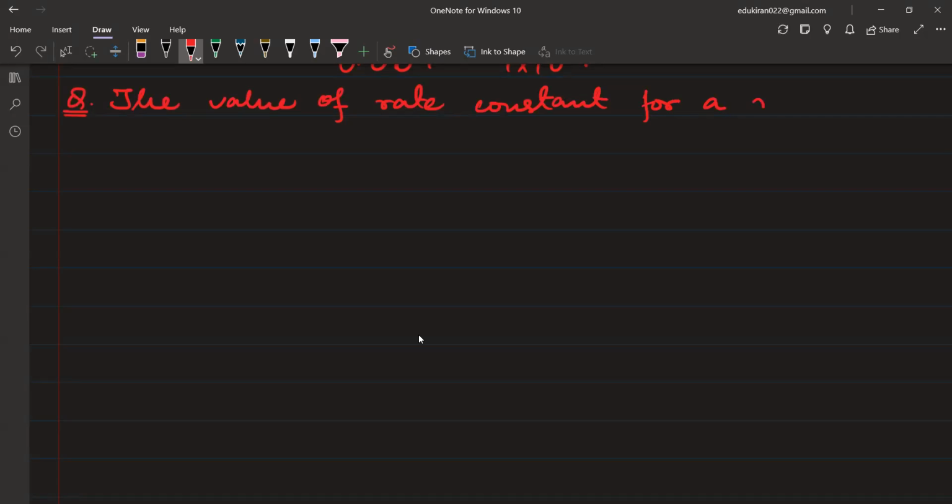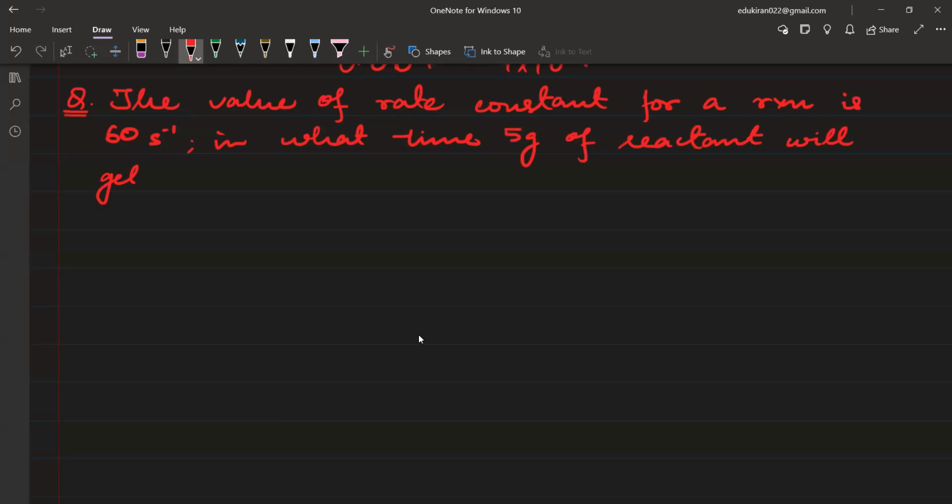For a reaction is 60 second inverse. In what time? Hiba, not a single answer has come from you. Okay, please send some answers so that we will know whether you are understanding or not. In what time will 5 grams of reactant get reduced to 3 grams? Okay, now please look at this question.